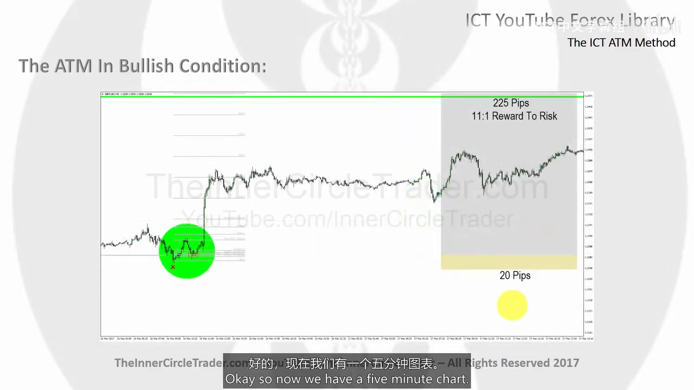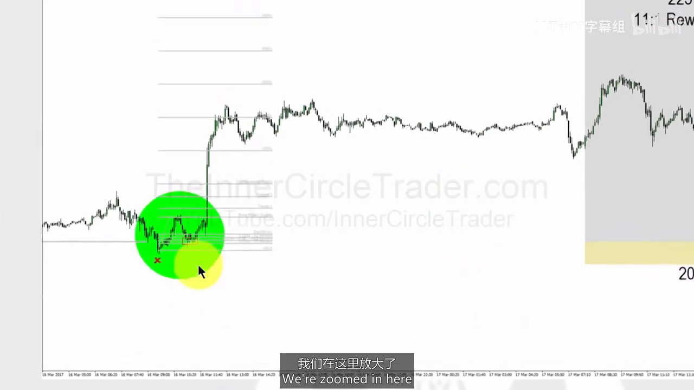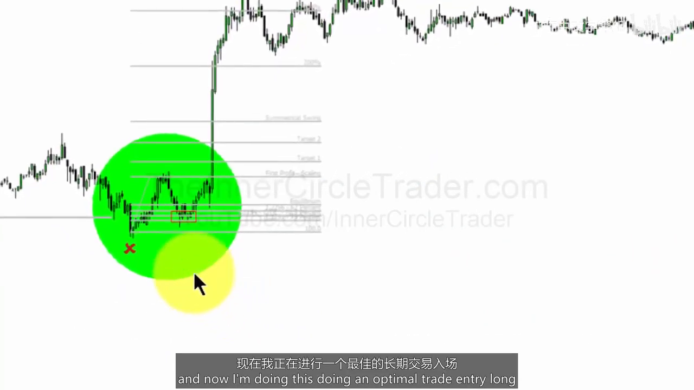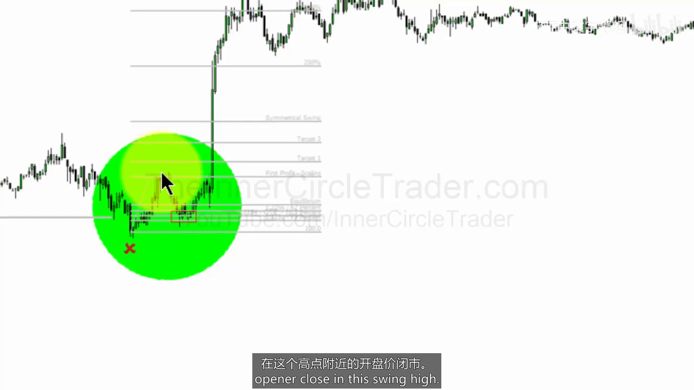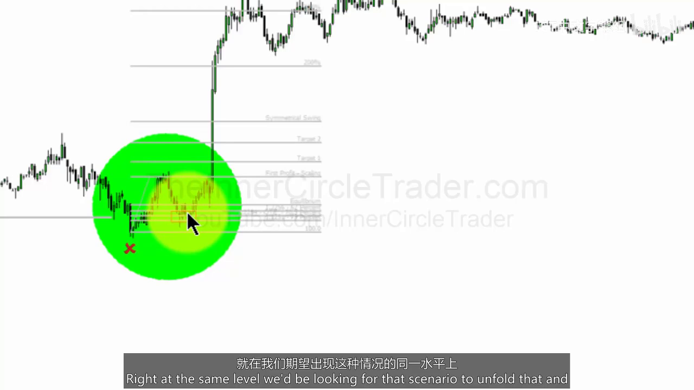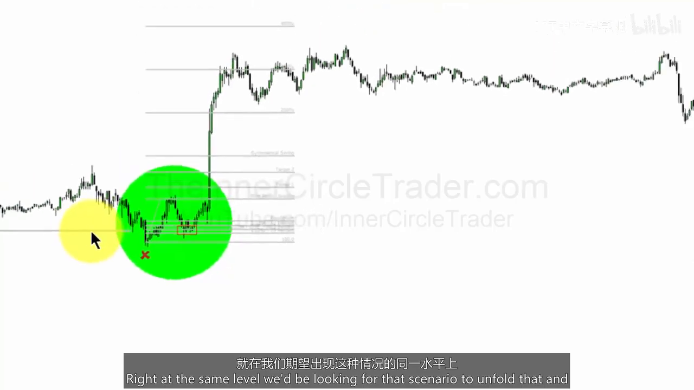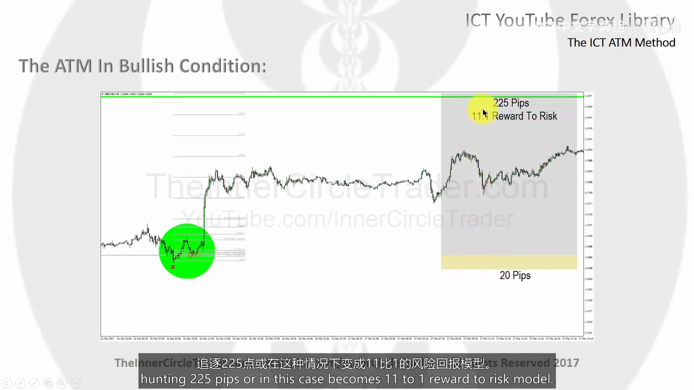Okay, so now we have a 5-minute chart. Again, that same little area, that green circle. We're zoomed in here. And now all I'm doing is doing an optimal trade entry long, running the fib from the body's lowest open or close to the highest open or close in this swing high. And it gives us a beautiful little optimal trade entry long, right at the same level we would be looking for that scenario to unfold at. And now we can reduce that stop down to 20 pips, but still looking and hunting 225 pips, or in this case becomes 11-to-1 reward to risk model.